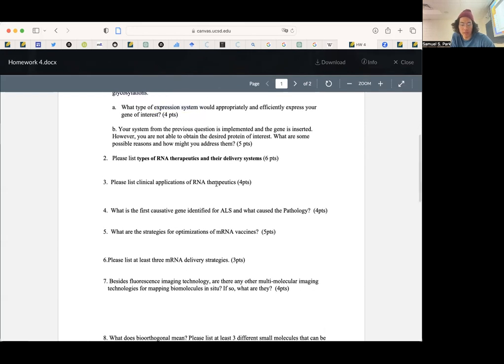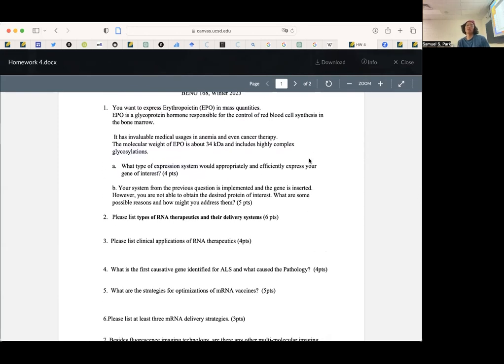Your system from the previous question is implemented and the gene is inserted. However, you're not able to obtain the desired protein of interest. What are some possible reasons, and how might you adjust them? Do you have any thoughts there? It's pretty straightforward. The way I would tackle this question, this one is super open-ended, right? It could be that protein folding is off, maybe the expression of the promoter is not good, so we need to increase the expression.